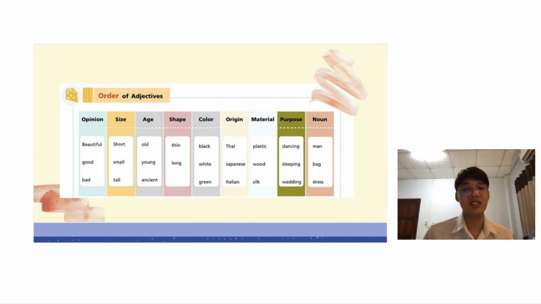After age is shape. For example, thin and long. After shape is color. For example, white, black, and green. After color is origin. For example, Thai, Japanese, and Italian. And then after origin is material. For example, plastic, wood, and silk. And after material is purpose. For example, dancing, sleeping, and wedding all describe purpose.